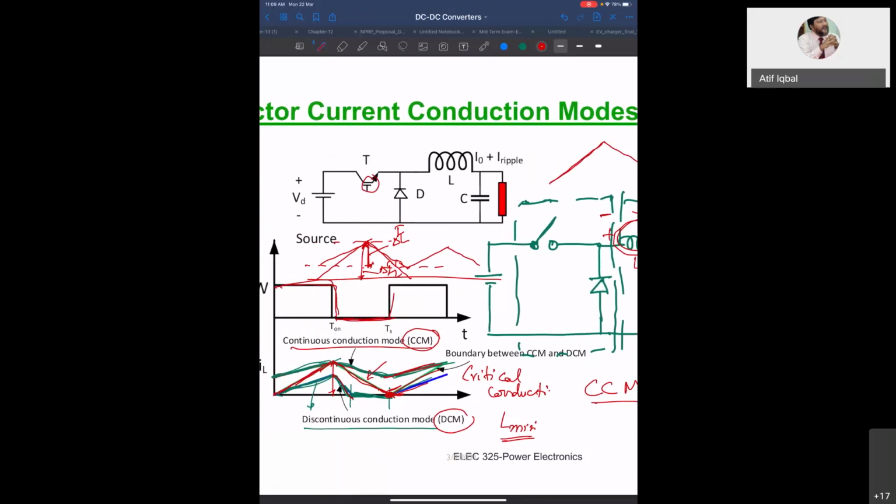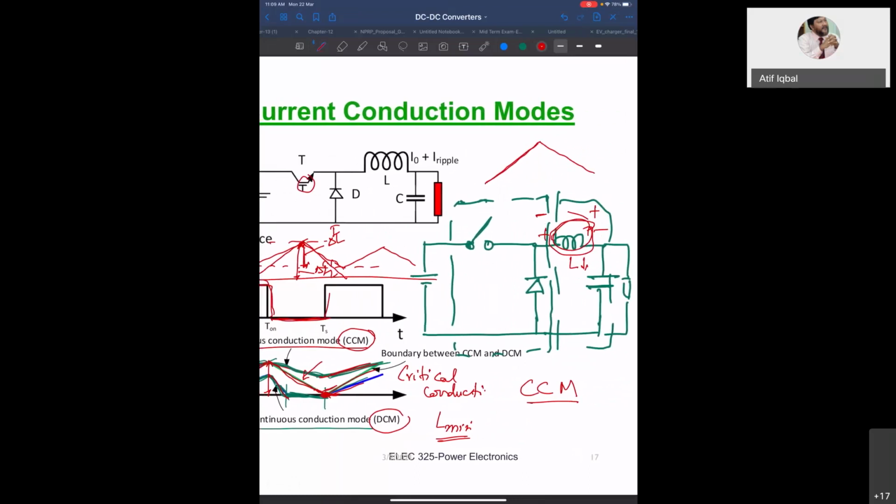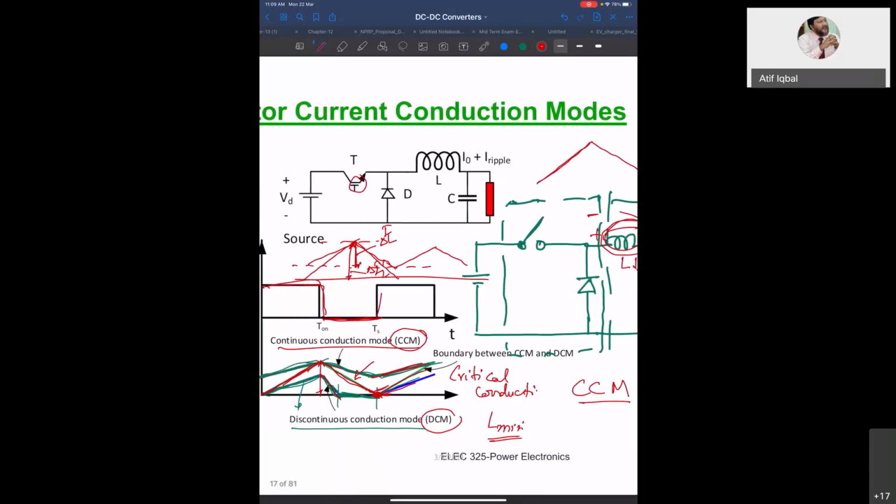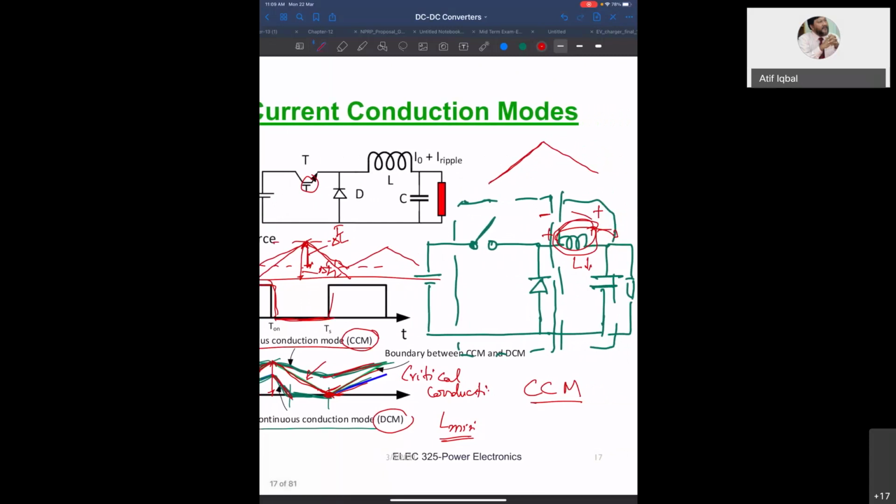So when the switch is off, the inductor is supposed to carry the current and give the current to the load. But because it is a very low value, it discharges very quickly. So the current drops to zero in a very short time, and that is why you observe the discontinuous mode. So the discontinuous mode happens because of the low value of inductance choice.